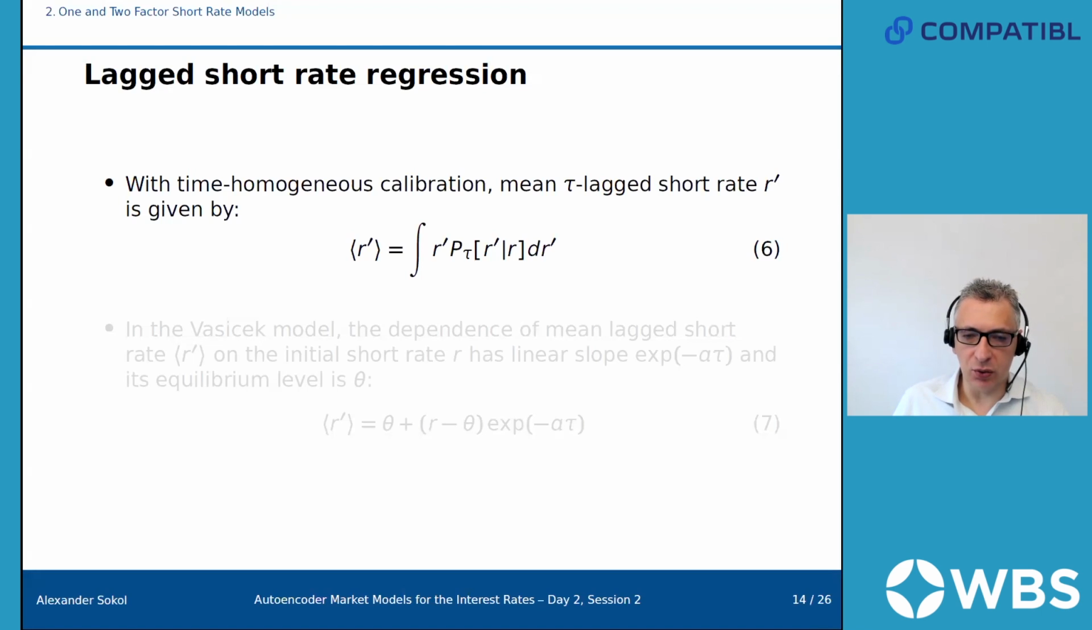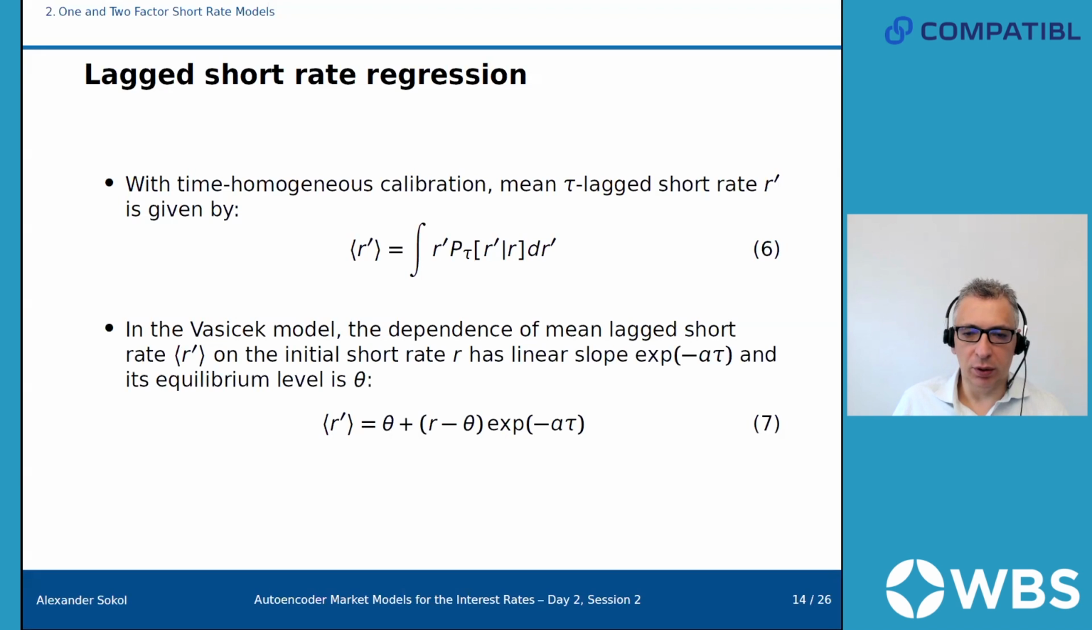So what we're going to do is we're going to look at the mean lagged short rate as a function of today's short rate, which is given by this expression where p tau is the conditional probability of future rate, and the integral is taken over the future rates. In the Vasicek model, this is linear in the rate, right? So Vasicek model is a result of having normal volatility and constant speed of mean reversion. It gives us a very simple linear expression, right? So, it's linear with a slope less than 1.